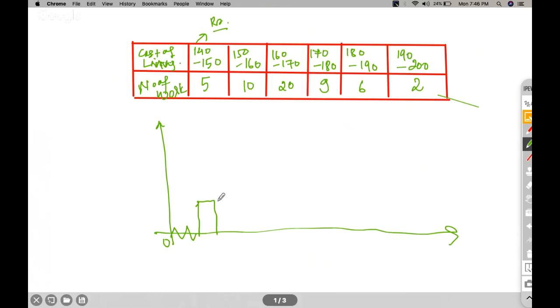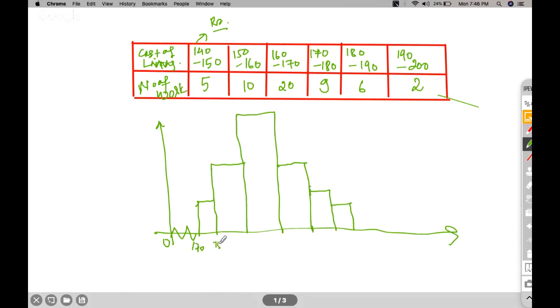Then I have 150 to 160, which is 10 like this, 160 to 170, which is 20 like this. Then this is 9. Then this is nearly 6, and this is nearly 2. So I plot it here. This is 140, 150, 160, 170, 180, 190, and this is 200. And this is my histogram.